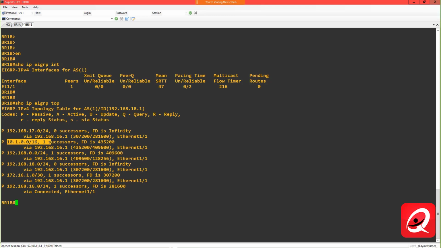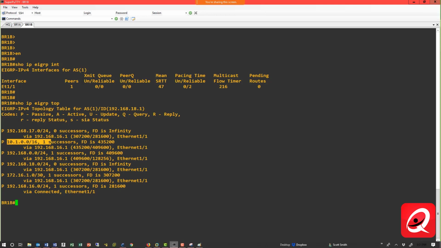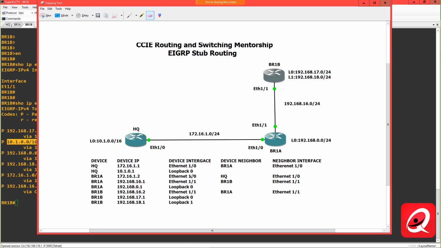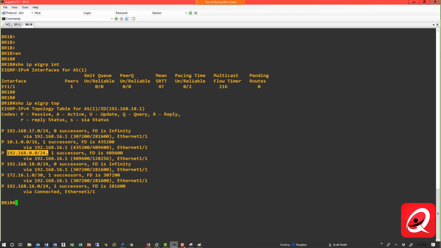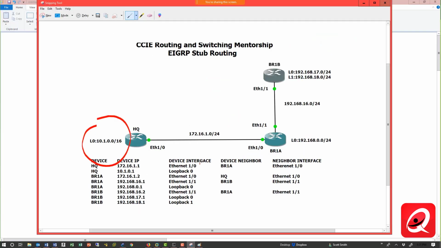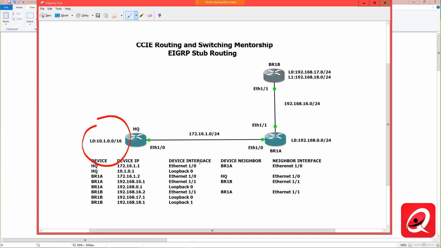We see this 10.1.0.0/16 network is there. And if we look at our topology, the 10.1.0.0 is the one that we're getting from our HQ router. So that network is being learned, and we know we have full convergence at least. The 192.0.0 network is also in EIGRP, which means we are definitely running EIGRP on this loopback as well as being advertised. So both of those routes are being learned on BR1B.